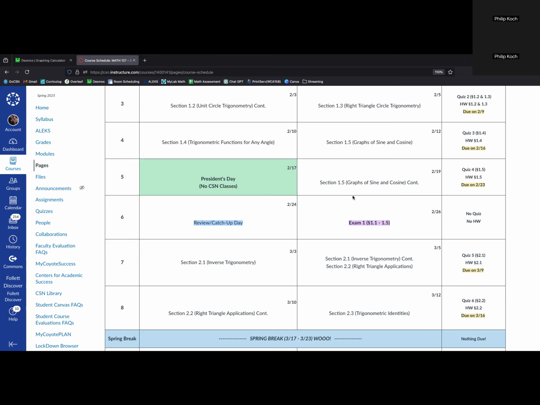But we have the review day. I will be posting an exam review sometime during week 5 that you can utilize. Usually the way I do them is I give you the review sheet and it'll have several different problems on it. At the very end, it'll have the answer key, and then a separate document will be the solution guide. Answer key is just the answers. Solution guide is how to do the problem.